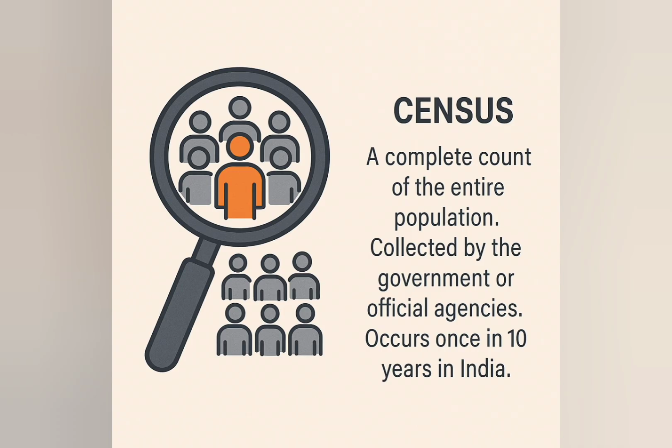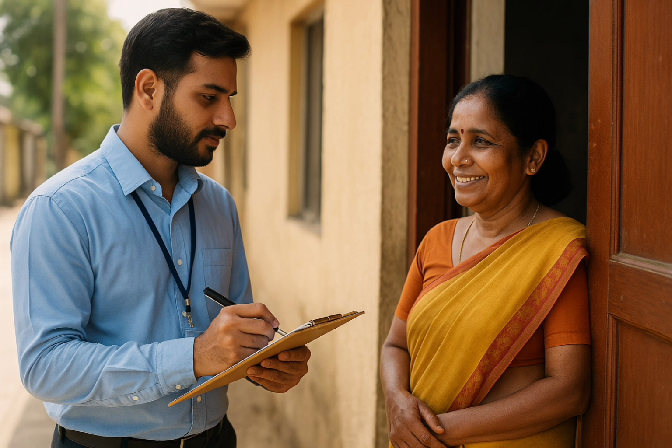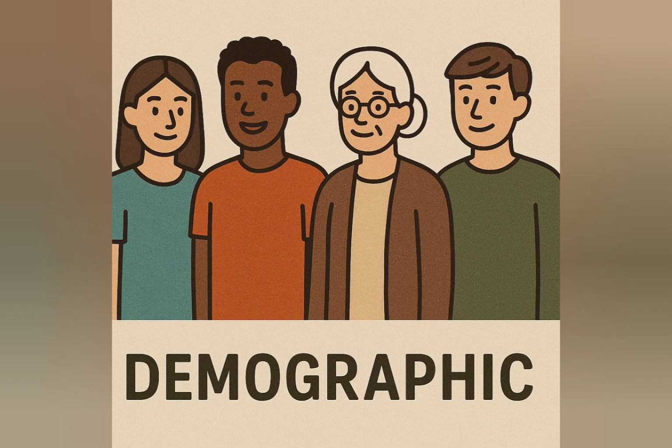Number 1 is census. Census is the complete count of the entire population, collected by the government or official agencies. It happens once in 10 years in India. Example, population census of India. We use this data instead of collecting everything again.